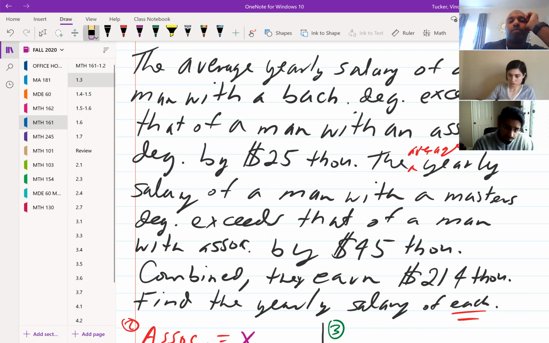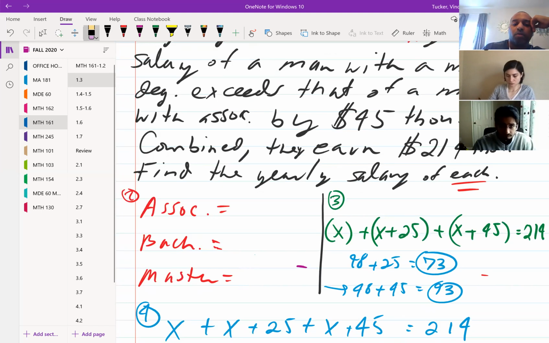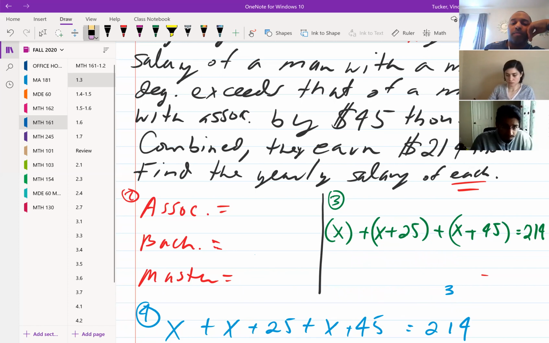All right, so let's look at the problem. We have a couple of unknowns here. The average yearly salary of a man with a bachelor's degree exceeds that of a man with an associate's degree. So we have a man with a bachelor's and a man with an associate's. And then the average yearly salary of a man with a master's exceeds that of a man with an associate's by $45,000. So I'm going to erase these just so we can walk through it. We have these 3 unknowns: the associate's, the bachelor's, and the master's.